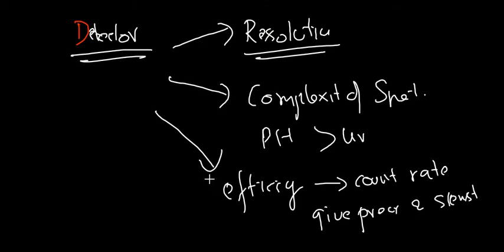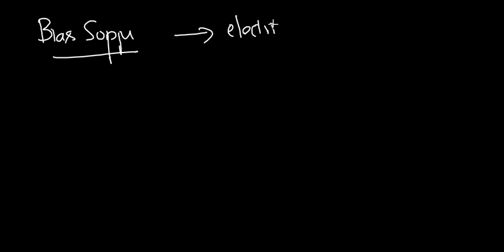Okay, so the second factor is the bias supply. What are the typical power requirements for different units? Basically, the high voltage bias supply provides the electric field. It provides the electric field that collects the charge generated by the gamma ray interaction.